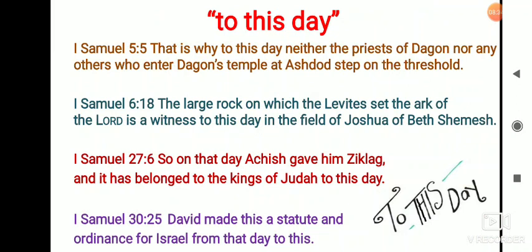The below are some instances where the phrase "to this day" has been just added in the compilation from the various sources. 1 Samuel chapter 5 verse 5, chapter 6 verse 18, chapter 27 verse 6, and chapter 30 verse 25.